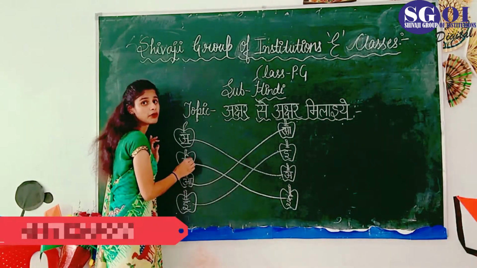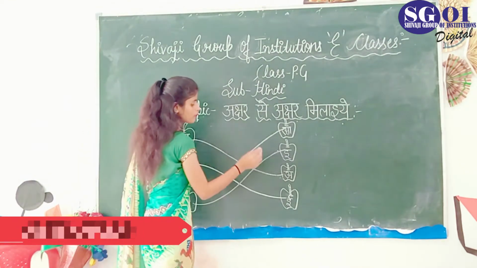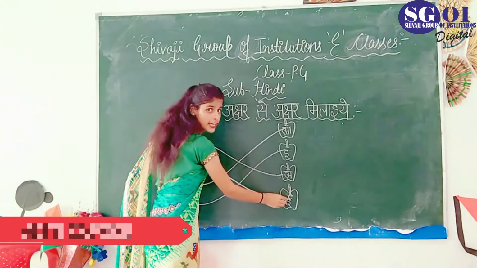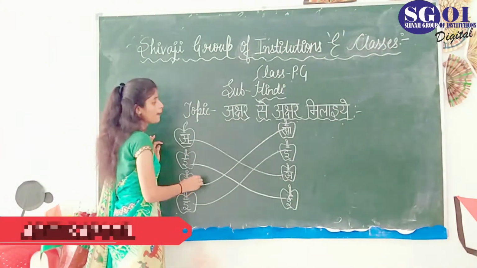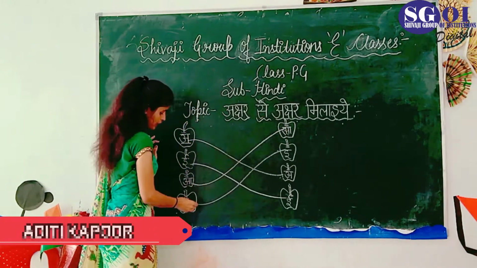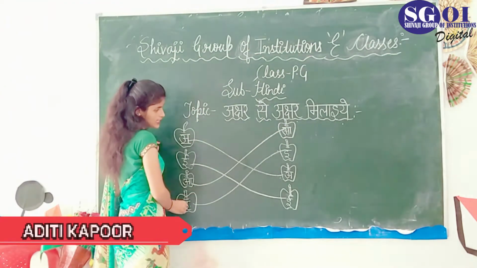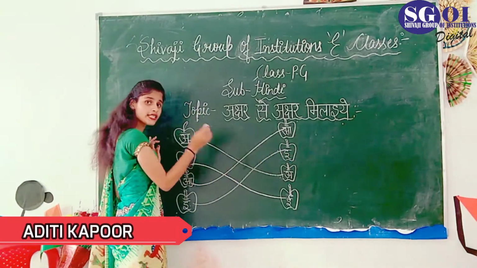This is बड़ी ई से ईंक. So we will match बड़ी ई से ईंक to बड़ी ई से ईंक. This is बड़े आ से आम. So we will match बड़े आ से आम to बड़े आ से आम. This is छोटी ई से इमली. So we will match छोटी ई से इमली to छोटी ई से इमली.